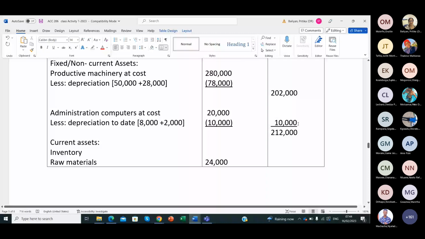Then we add the value of machinery and administrative computers. You add them. So the total value of non-current asset is 212,000. Up to here, are we all together? Yes, ma'am. Yes. Okay. All right.